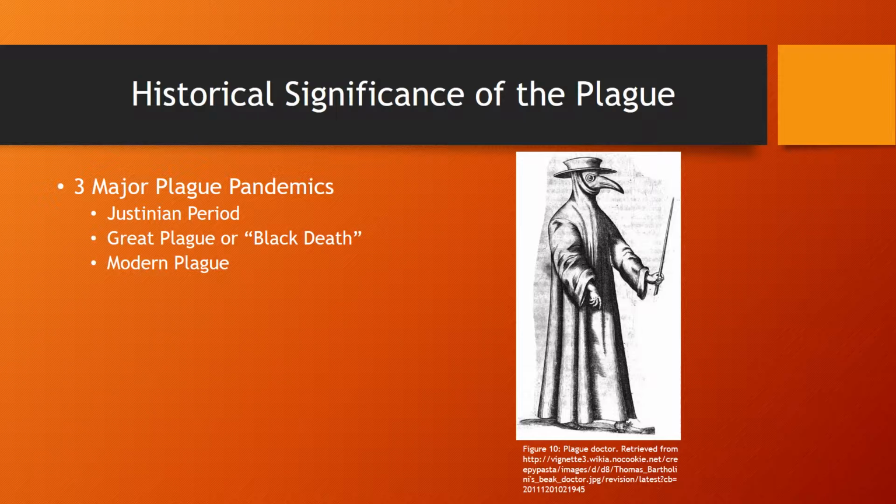The most recent plague pandemic happened in China, about the 1860s. Currently, we do have plague epidemics that are happening, but once again, these are primarily on the African continent.